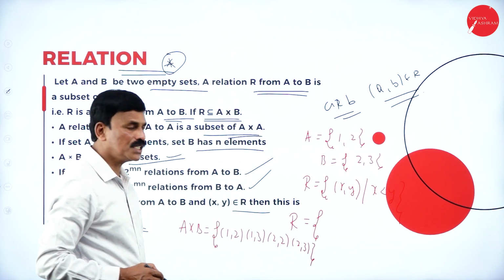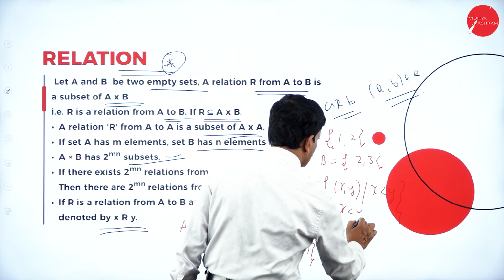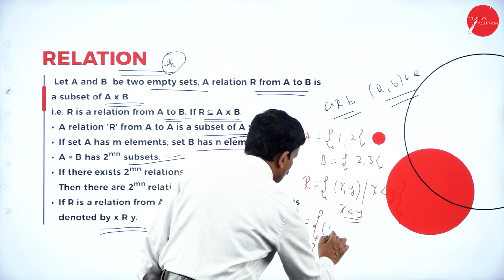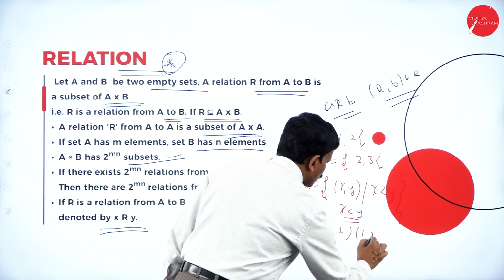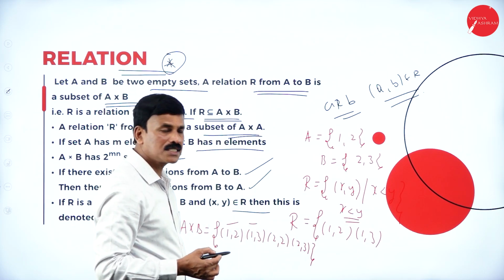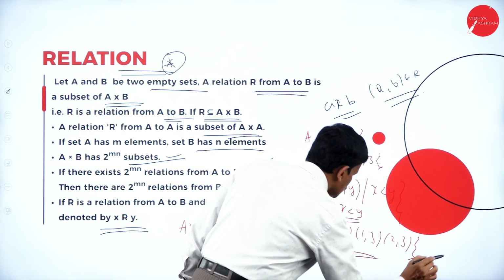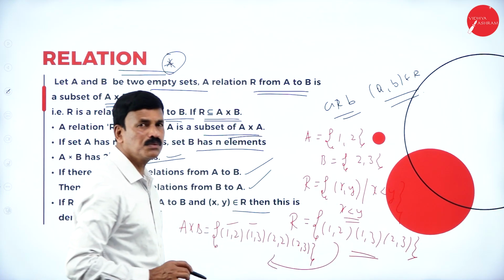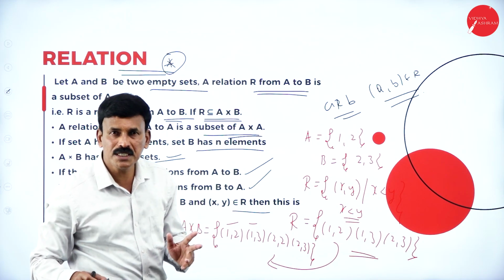Now what is the relation? The relation is defined as x is less than y. So x is less than y means 1 is less than 2, we can take (1, 2). Again 1 is less than 3, so (1, 3). (2, 2) we cannot take because 2 is equal to 2, and then (2, 3). So this is the relation. That means this R is a subset of A cross B. The subset of A cross B is called the relation. Now you got an idea, right?